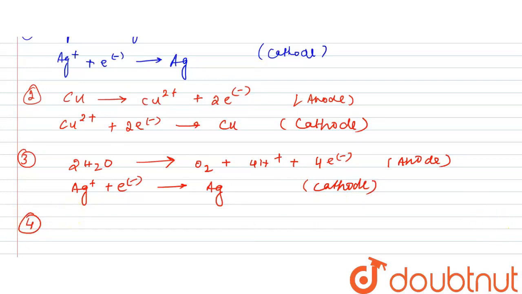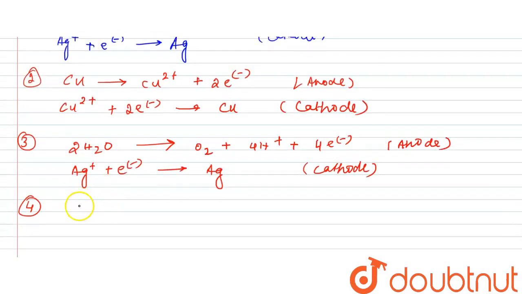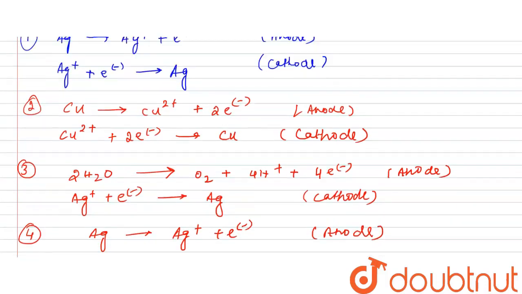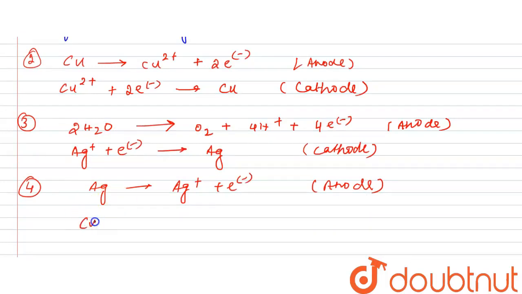Now in the fourth case, what is given to us is CuSO4 using silver anode and platinum cathode. First of all, if you are using a silver anode, then Ag will be converted into Ag plus plus e minus. This is the reaction which will take place at anode, so oxidation reaction will take place. At cathode, since you are using a platinum cathode, it is an inert electrode. So Cu2+ will migrate towards cathode, reduction reaction will be performed and Cu will be deposited. This will be the reaction at cathode, right?